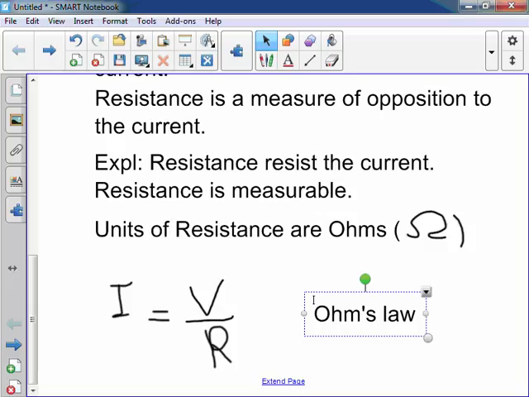So this is the end of this lecture. I'm going to put up another lecture on how to actually use the Ohm's law and how to use the Ohm's law triangle next.